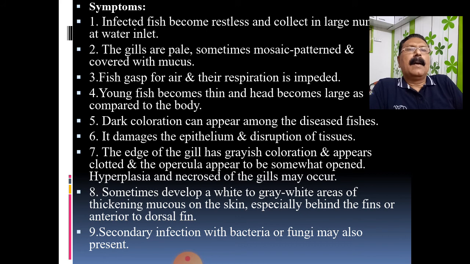So what are they? The very common symptom is that the fish rubs its body against any type of substratum. It may be the glass of the aquarium, or when it is in an open system, it rubs its body against rocks or stones or whatever material is available, and the gills become pale in color. Sometimes there is excessive secretion of mucus.